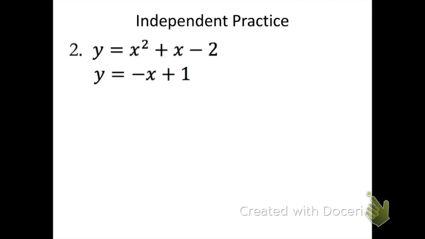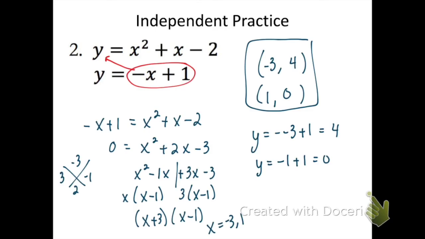Try this independent practice problem as well. Pause your video and restart it to see my answer. I got (negative 3, 4) and (1, 0).